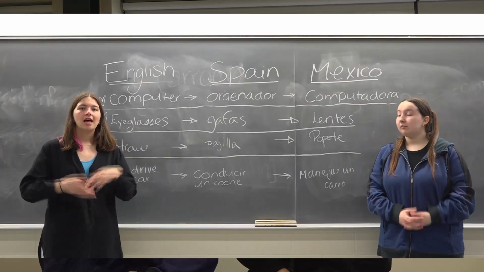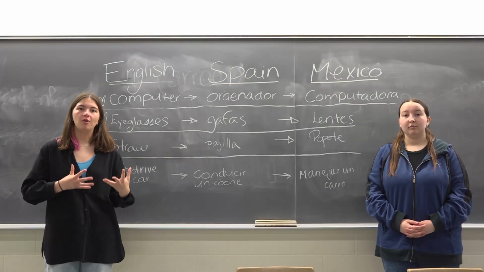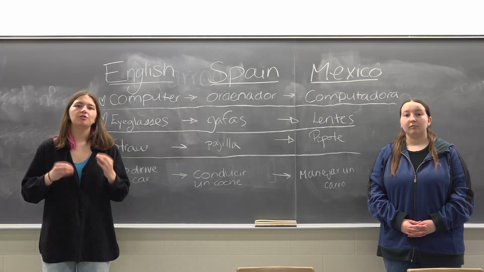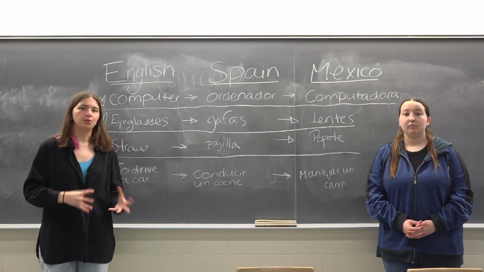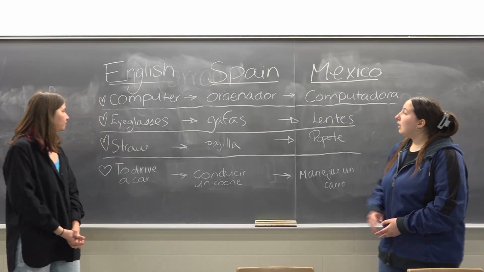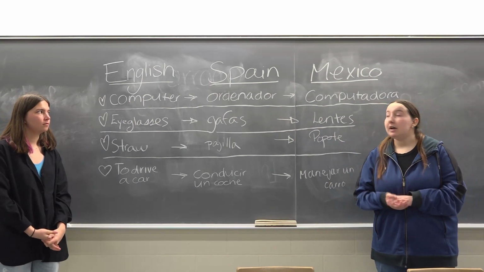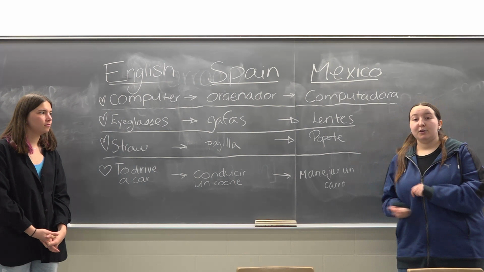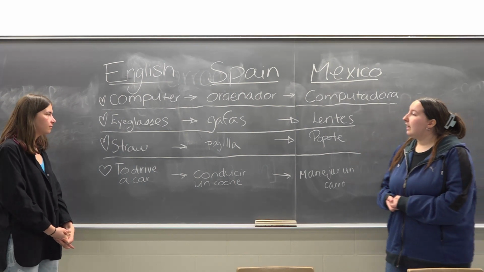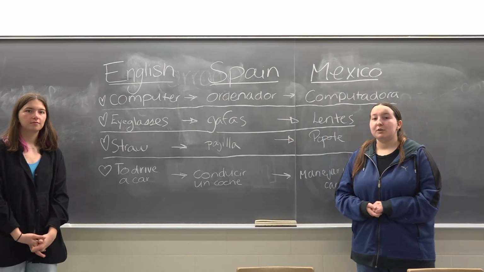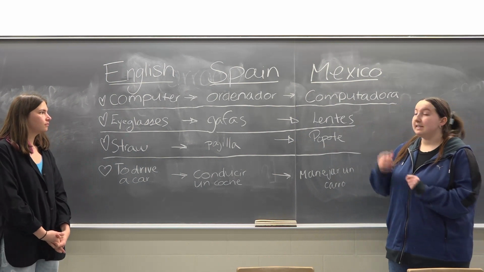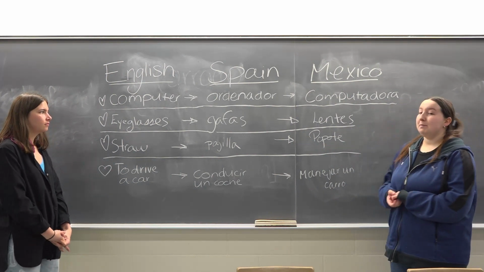That's interesting. As we talked about in the interview with Paula, in the Spanish language, there are many different ways to say the same word. For example, we can start with computer, that is pronounced ordenador in Spain and computadora in Mexico. And there's also eyeglasses, which is called gafas in Spain and lentes in Mexico.